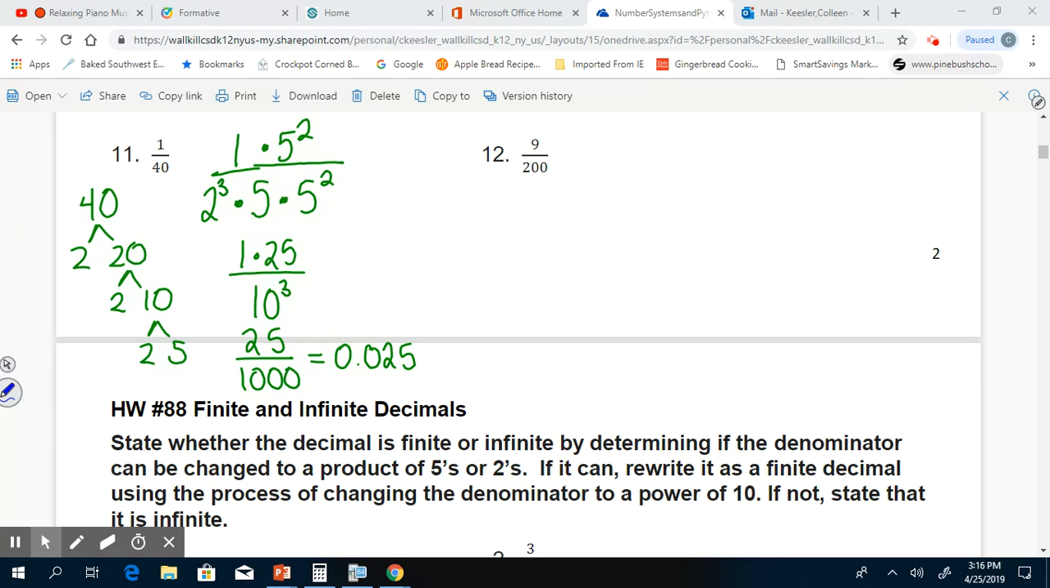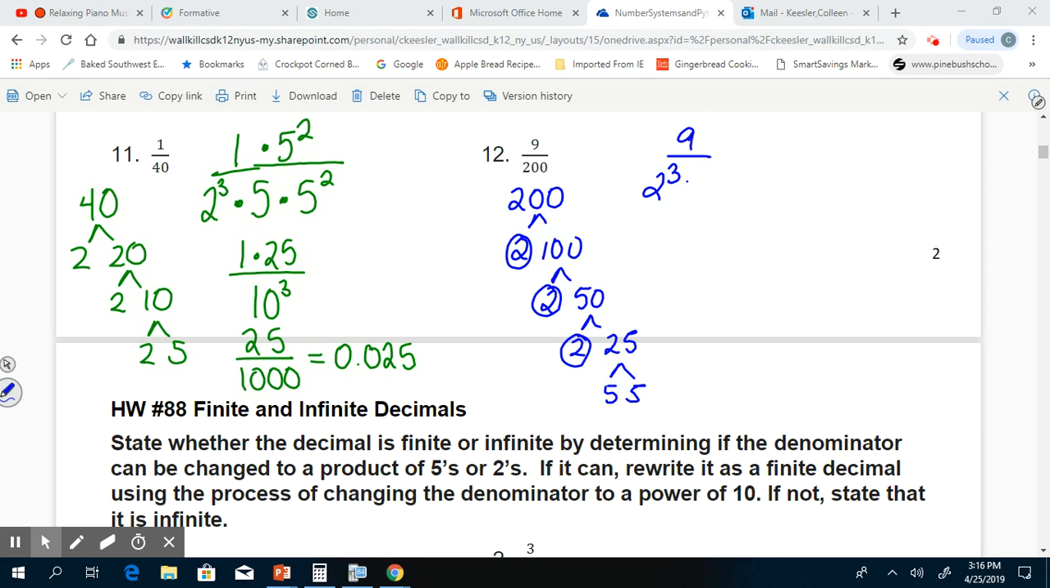Okay, the last one is similar to that. I have 200 as my denominator. So we're going to write that as our factor tree first. We get 2 times 100. And 100 is 2 times 50. And 50 is 2 times 25. And 25 is 5 times 5. So we have 9 over 1, 2, 3 2's, 2 to the third, times 2 5's, 5 squared.